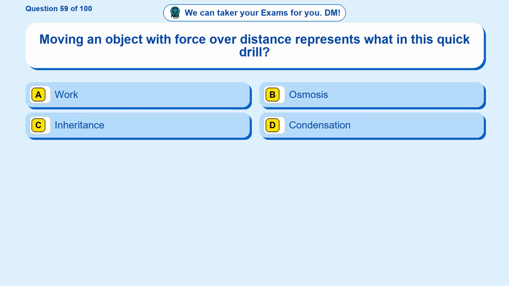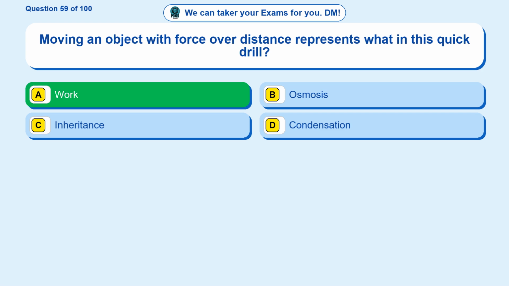Question 59. Moving an object with force over distance represents what in this quick drill? Option A, work. Option B, osmosis. Option C, inheritance. Option D, condensation.